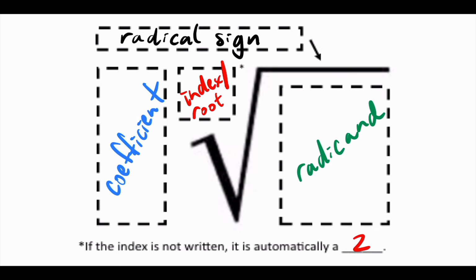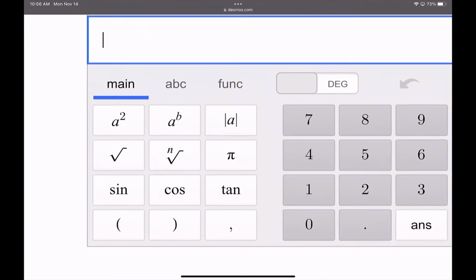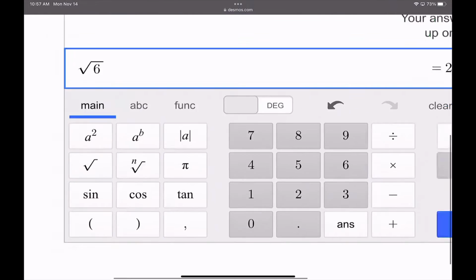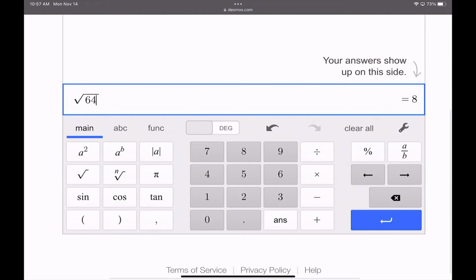Now, if that number is not there, it's always going to be 2. Square root, right? If you go to your calculator or Delta Math calculator, you have 2 root buttons. One is nothing above the root. That's the square root, right? The square root of 64 is 8, because 8 times 8 makes 64.